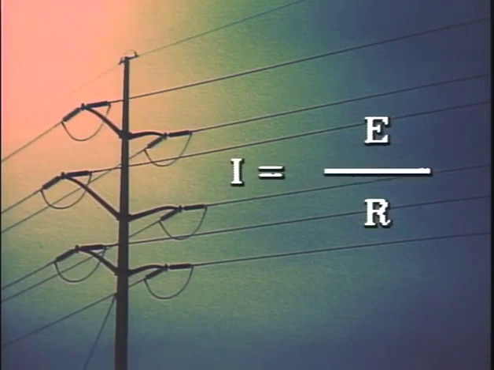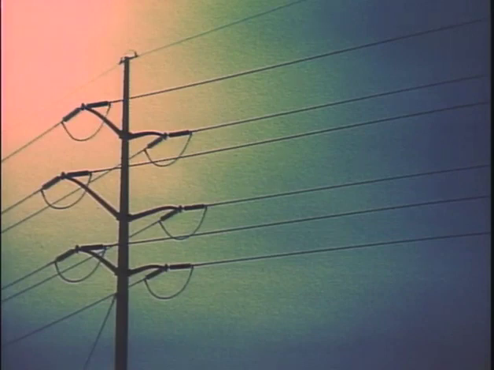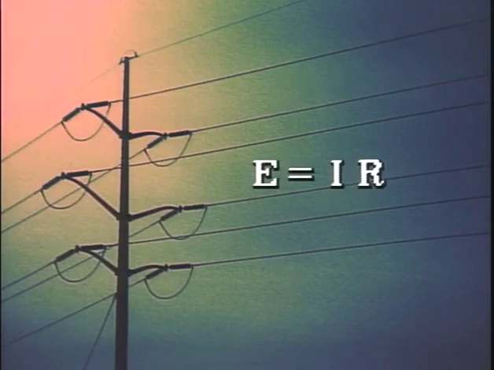But let's look at another case. What if current and resistance in the circuit are known and voltage is what you're looking for? Well, the equation can then be rearranged to E equals I times R and solved for voltage. The Ohm's law equation can be arranged to solve for current, voltage, or resistance.